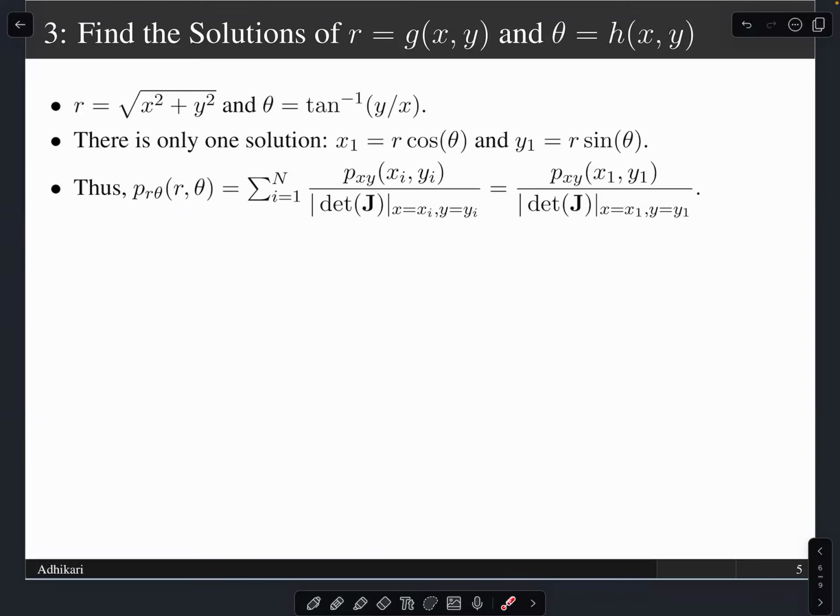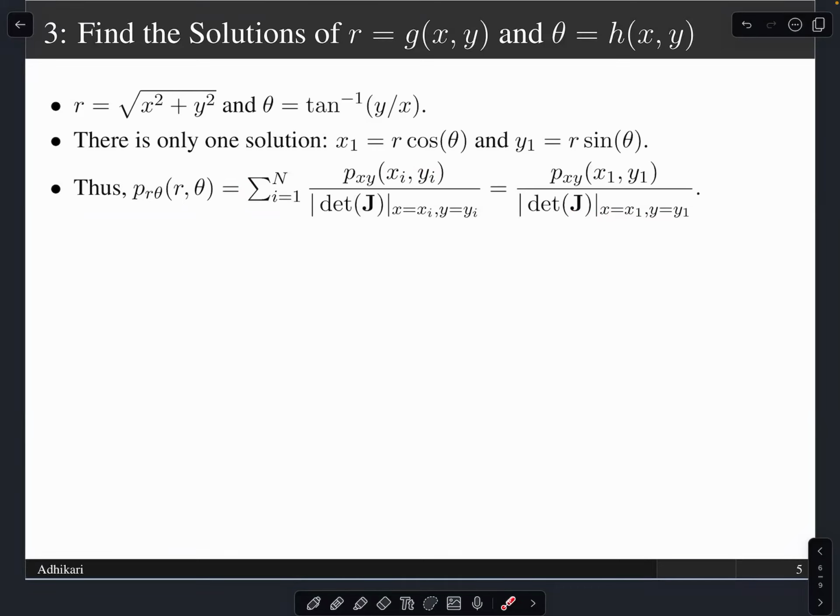Then we need the solutions of the two equations that we have: r equals g of x, y and theta equals h of x, y. Solving for x and y, we get just one solution, and that is r cosine theta and r sine theta. We're calling them x1, y1. So in our formula, instead of this sum, we have just one term because just one solution is present.